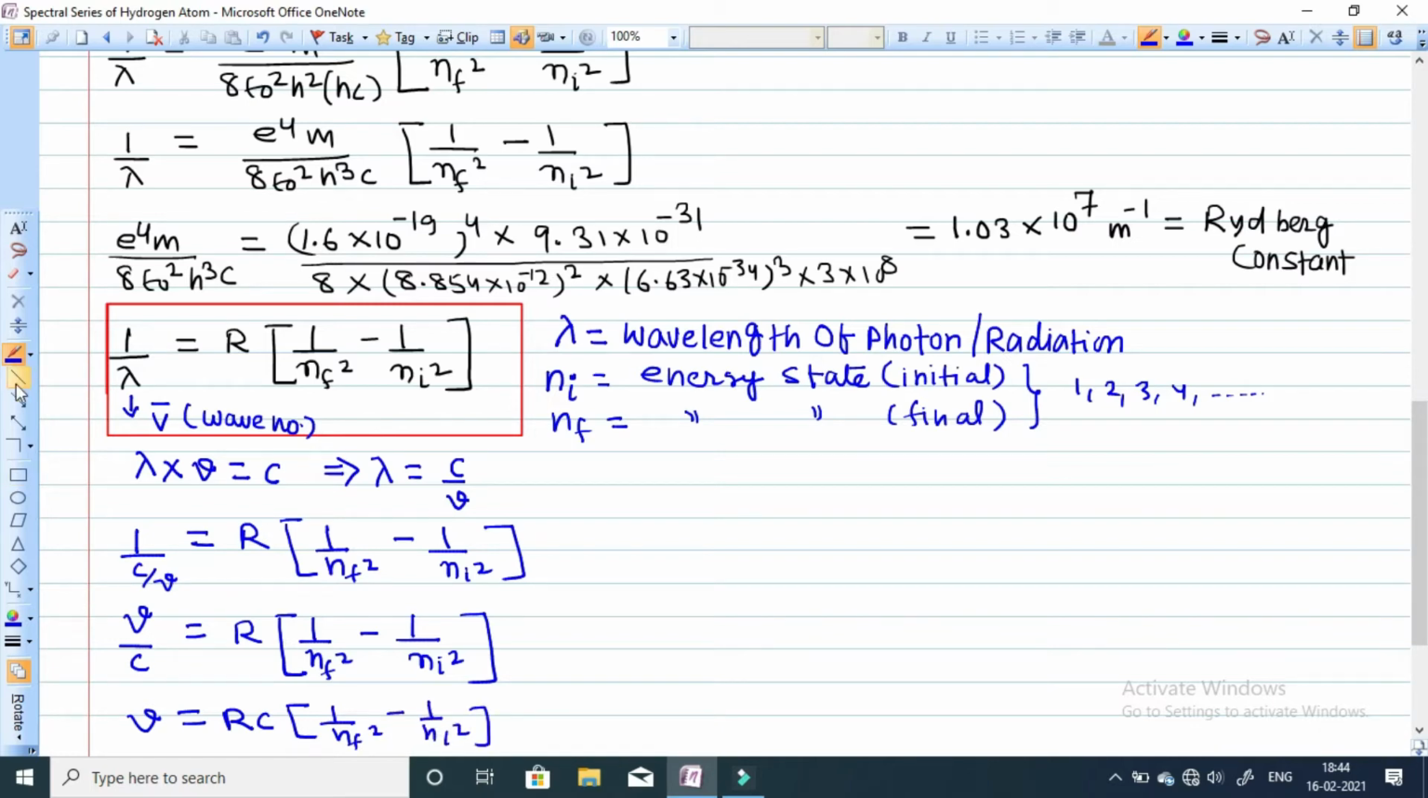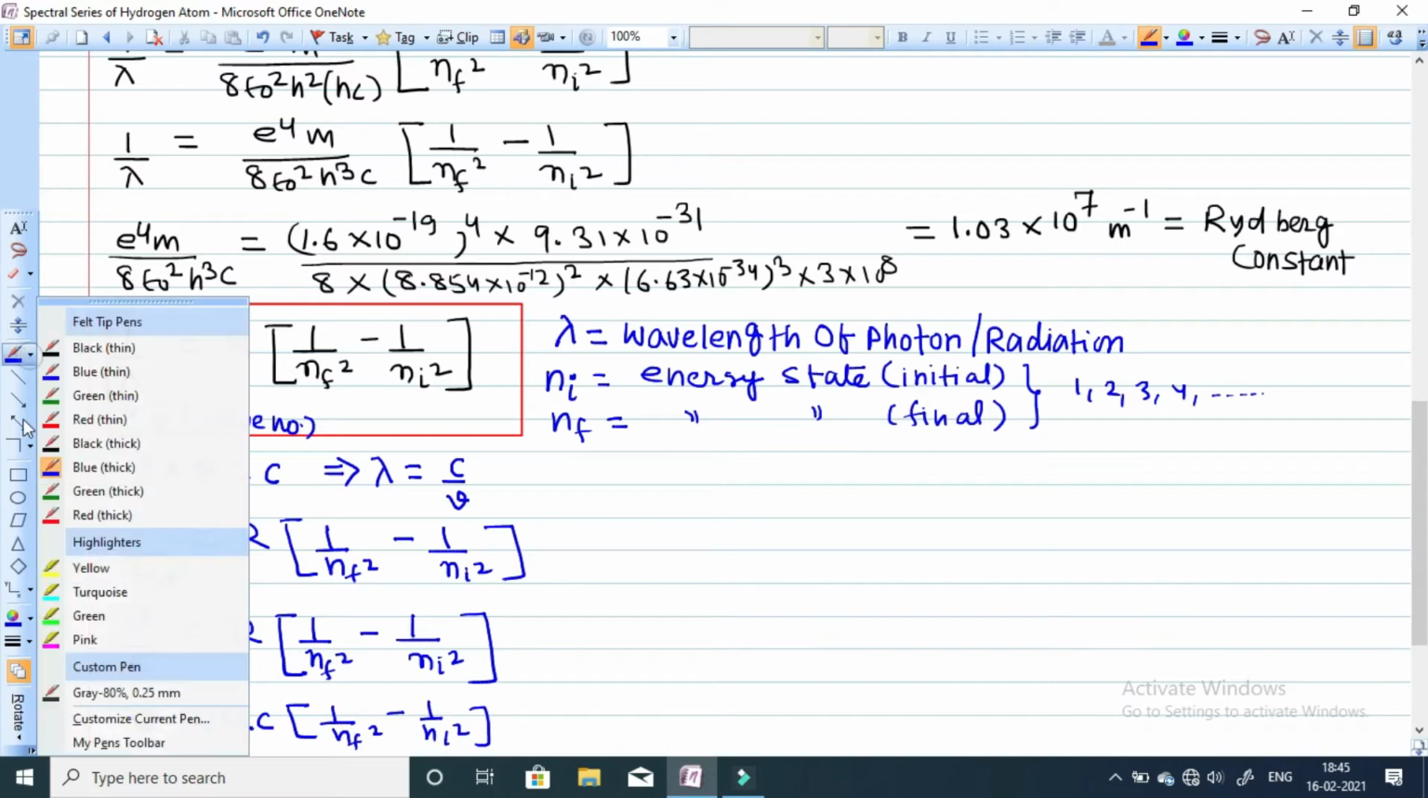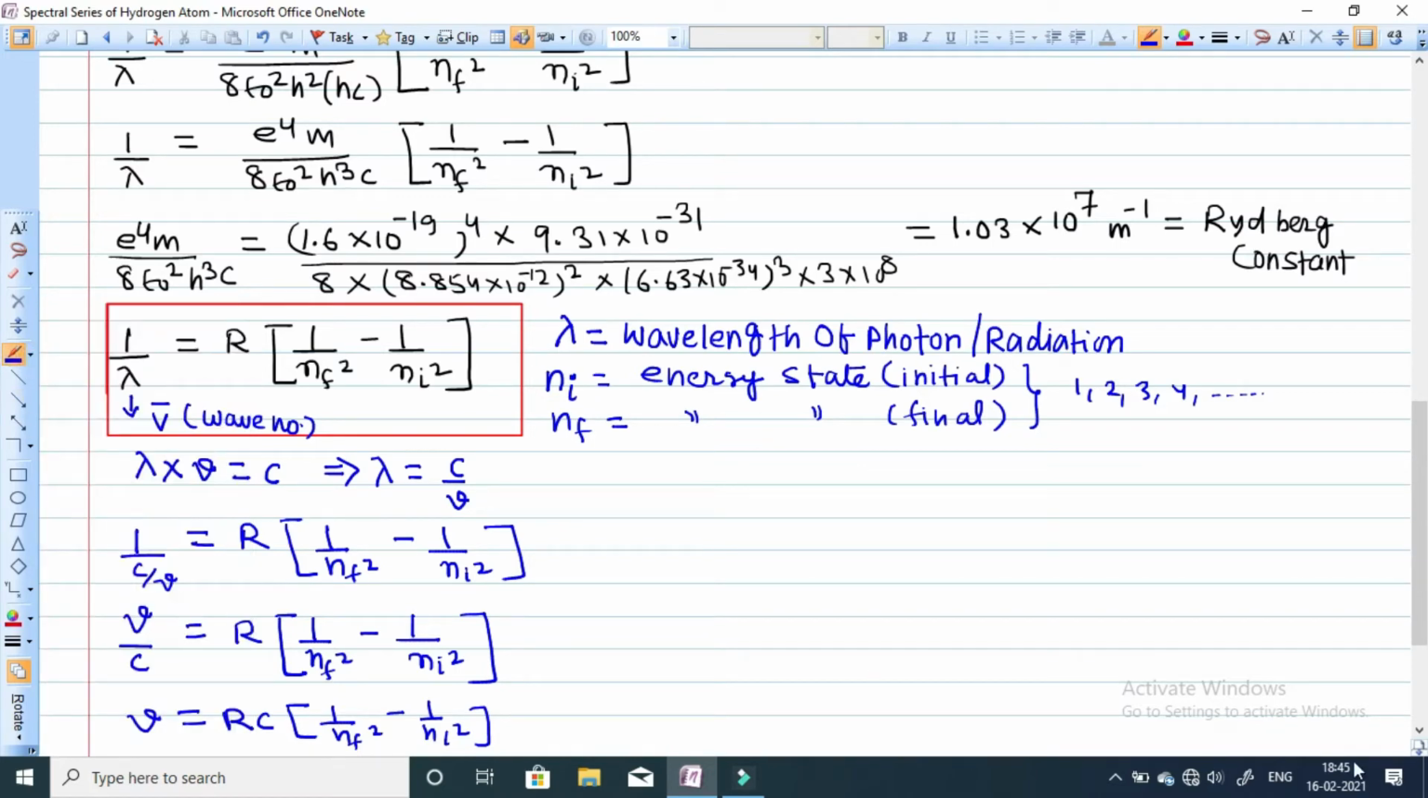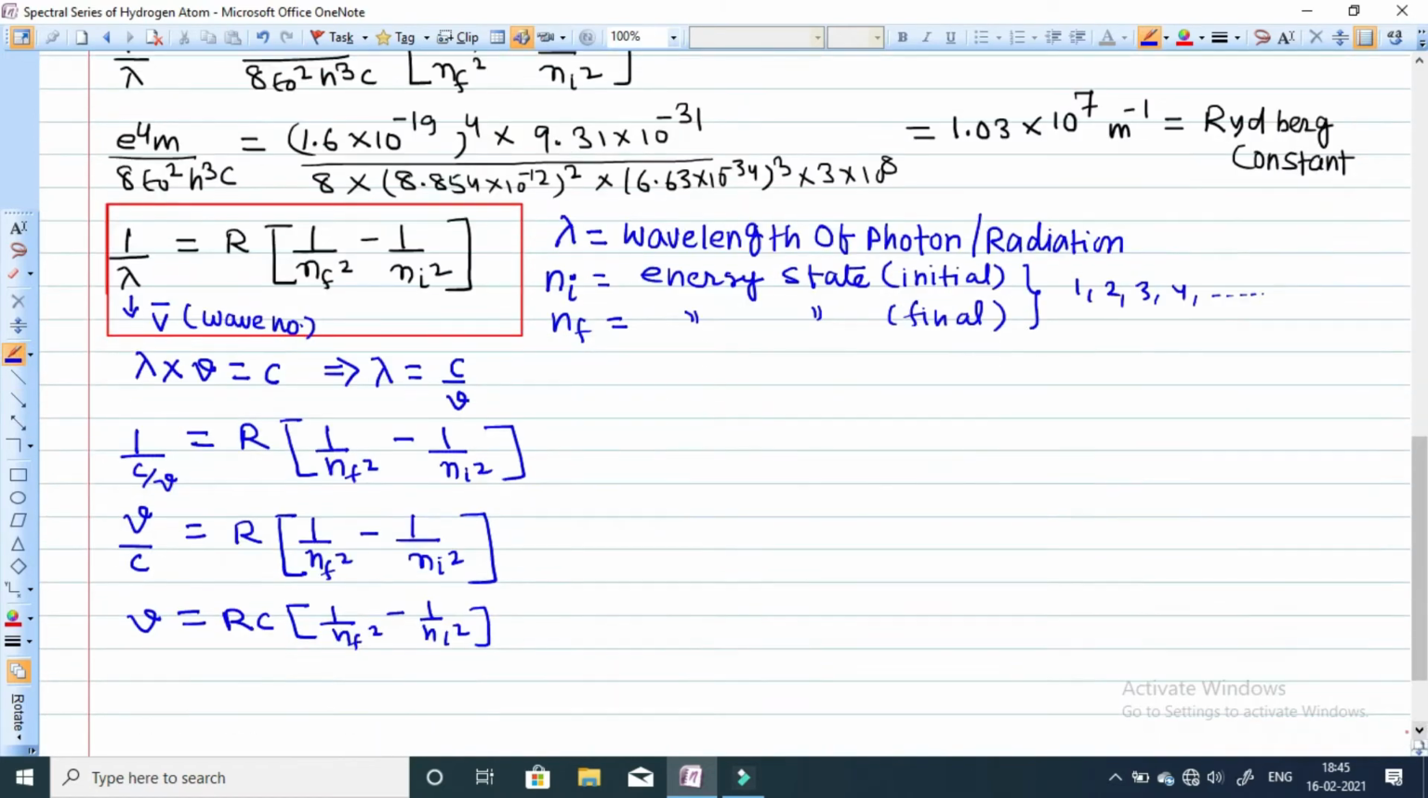So we have calculated the wavelength and the frequency of the emitted radiations when the electron is making a transition from one energy state to another energy state. Now we will see the different spectral series due to the transition of the electron from one energy state to another. Now we will see the different cases here.